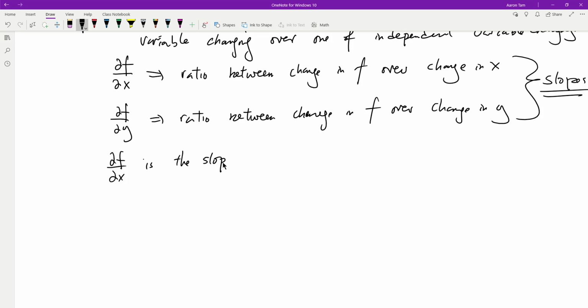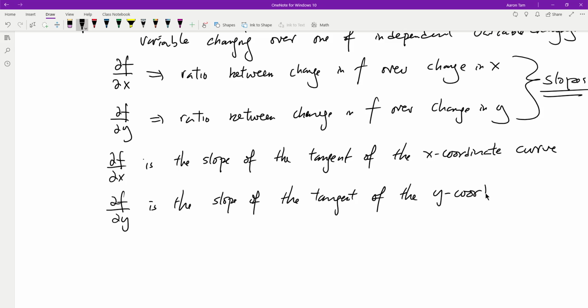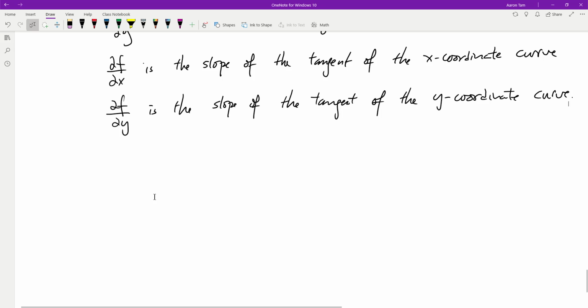Hopefully you had a chance to look it up, and what I'm referring to is the coordinate curve. As a matter of fact, the simple idea is that df over dx is basically the slope of the tangent of the x coordinate curve, while df over dy is basically the slope of the tangent of the y coordinate curve.